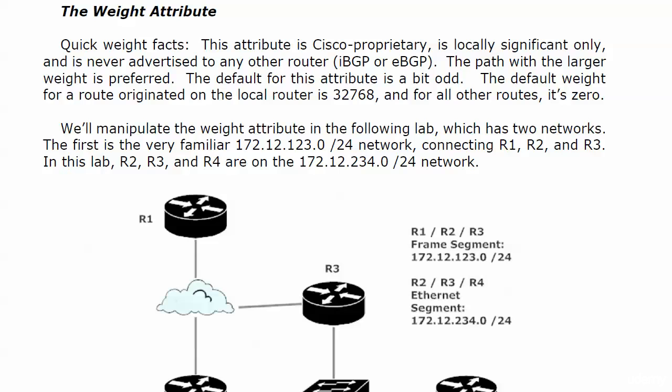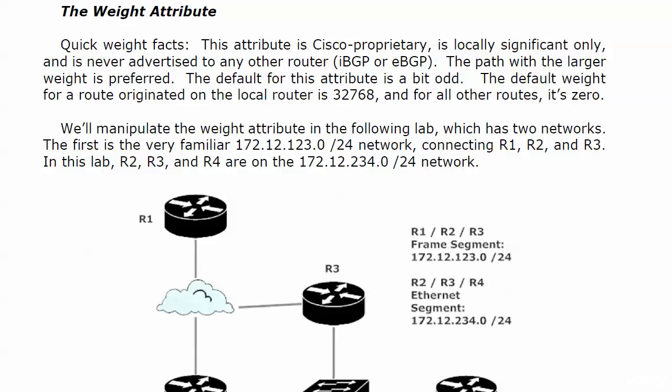Got to remember this. Cisco proprietary, locally significant only, and we mean locally significant to the router itself, not to an AS, because the weight attribute is never going to be advertised to any other router, whether that be an internal or external peer. Now, the path with the larger weight is preferred. Sounds good to me. The default for this attribute is a bit odd, says the author. Sounds more like an opinion to me, but it is a little odd.